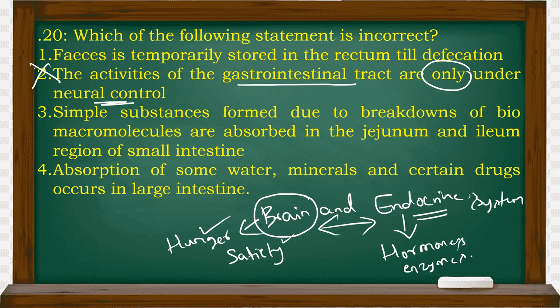Whereas the other option, the first one, feces is temporarily stored in the rectum till defecation, is the correct answer. Simple substances formed due to breakdown of biomacromolecules are absorbed in the jejunum and ileum regions of the small intestine. They have microvilli, and they absorb most of the vital components that are broken down. Fourth one, absorption of some water, minerals and certain drugs occurs in the large intestine. The large intestine is the final step in the process of digestion, which absorbs maximum and creates feces, which is very low in water. Therefore, option number 4 is absolutely correct. Only option number 2 is wrong in the following statements.